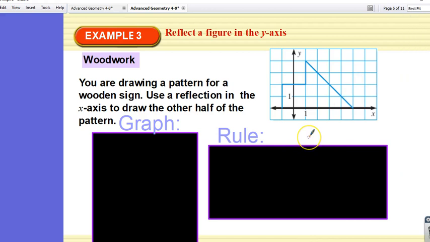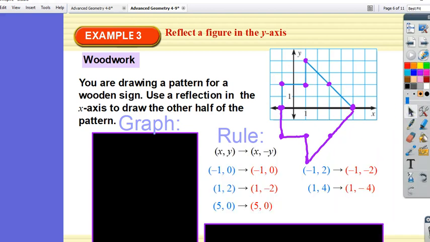You are drawing a pattern for a wooden sign. Use the reflection in the x-axis to draw the other half of the pattern. Alright, so if I'm reflecting over the x-axis, this point is on the x-axis, so it stays on the x-axis. This point is 2 away from the x-axis. This point right here is 2 away. This is 4, so 4 away. If you go to here, we can just connect. Or we can go like here, 2 away, and so on. Does that make sense? So that's reflecting over the x-axis.